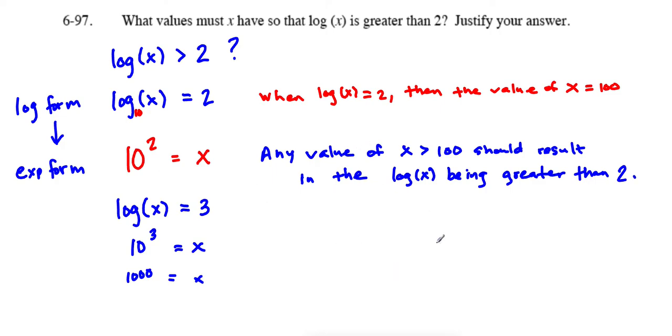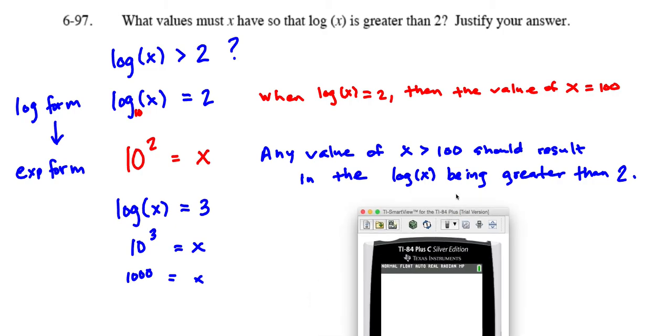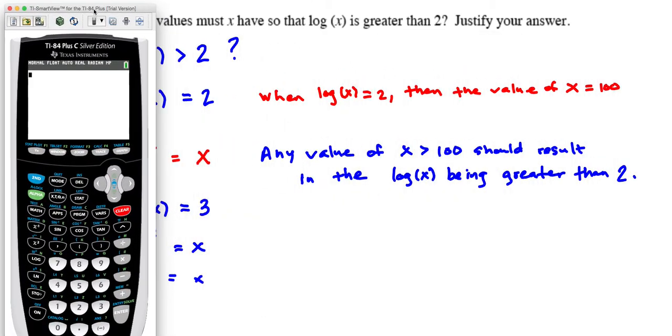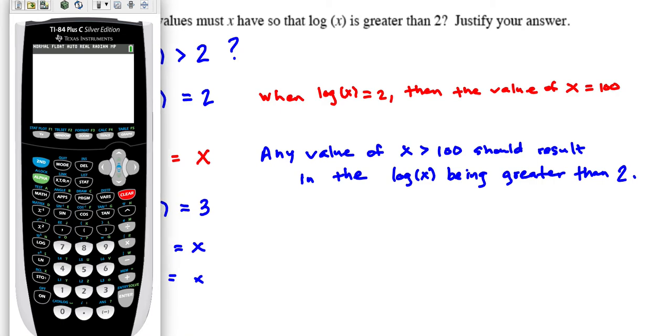Okay, let's look at some different ways to check it. I'm going to get out my calculator. We're saying any value of x that's greater than 100 should result in the log of x being greater than 2. Let's check it here. Let's do the log of, say, simply 101. That should equal a value that is greater than 2. If we continued going up, this value would just continue to increase, higher and higher.